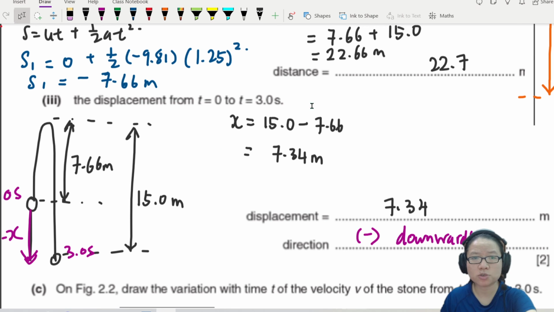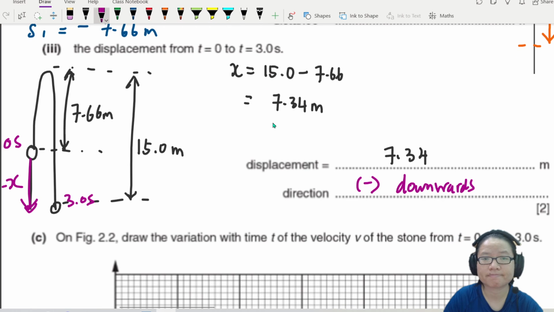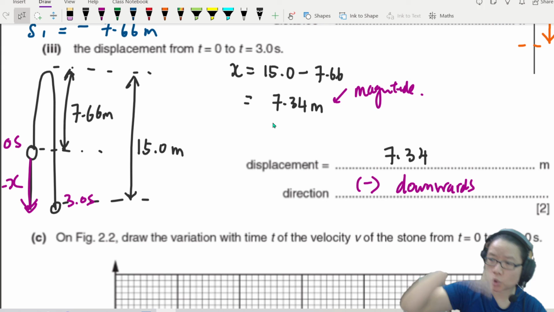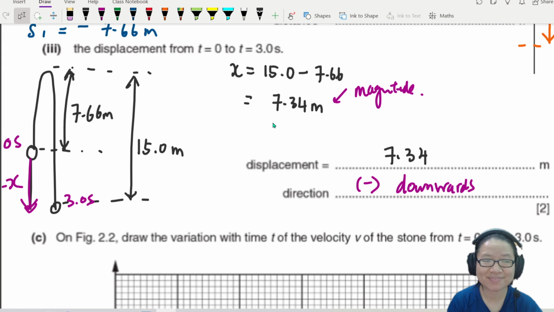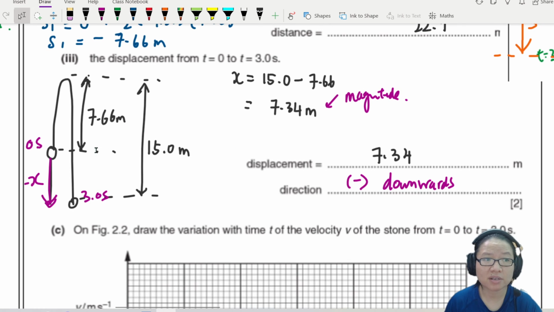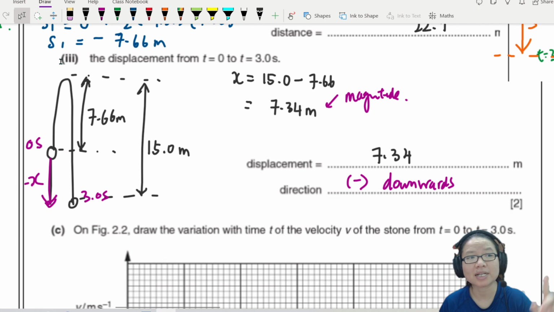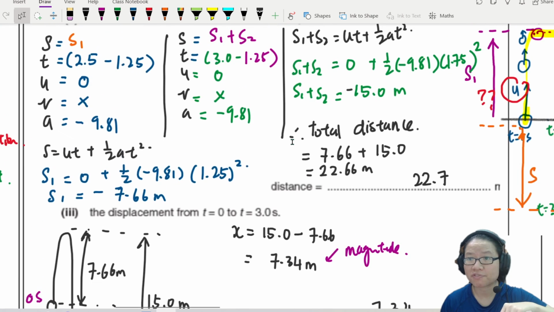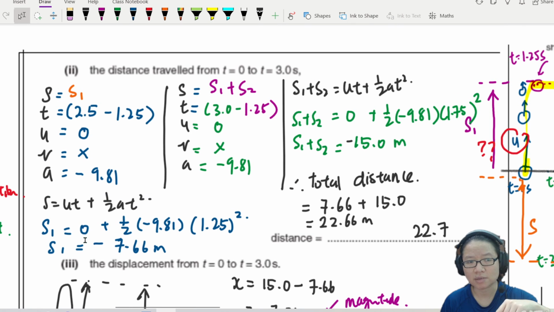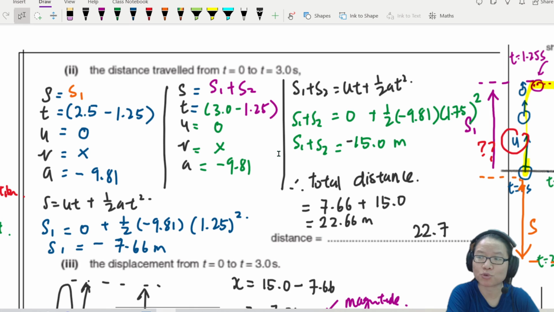So when we did this, we are just looking for the magnitude. But actually, it's downwards, below the original position. Okay, so make sure you understand the difference between displacement, which is the length of the purple arrow, and distance traveled, which is the length of the black color loop, which we found using quite different methods. We have to find different sections and add them together.